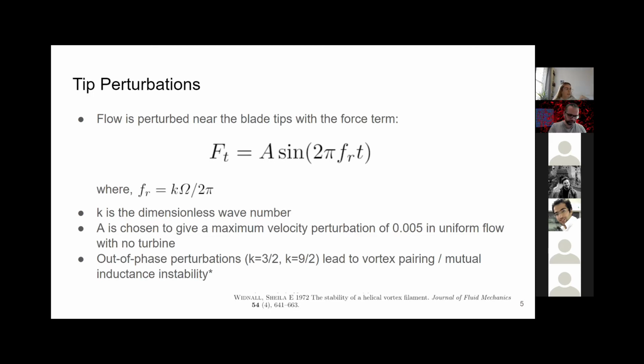And this is important because we get breakdown via the mutual inductance instability, which arises when neighboring vortices interfere with each other because they have perturbations which are out of phase. When we have in-phase perturbations, for example, if K was equal to 3, then our flow looks the exact same as the unperturbed case. So I'm not presenting that. And the amplitude is chosen, so we have a velocity perturbation of 0.005.